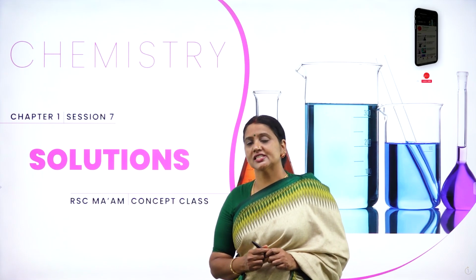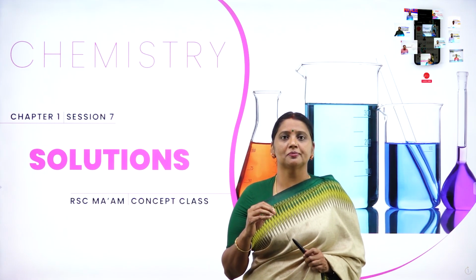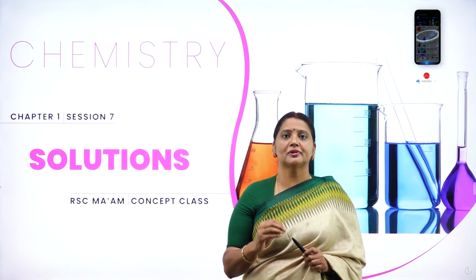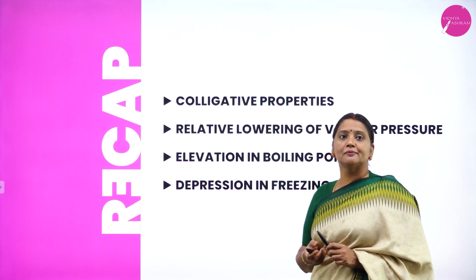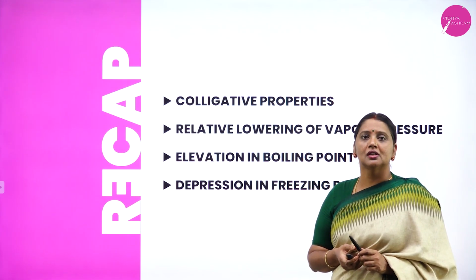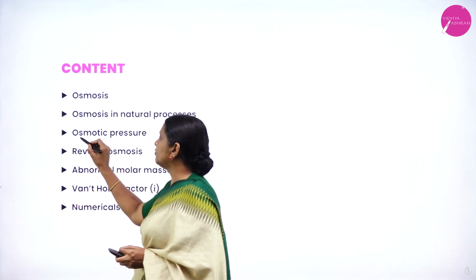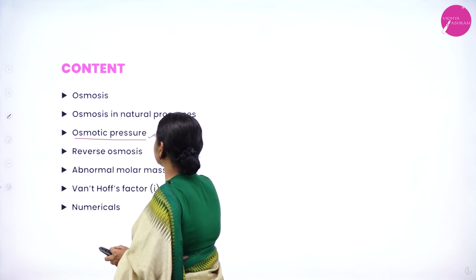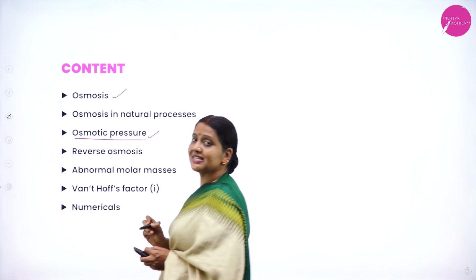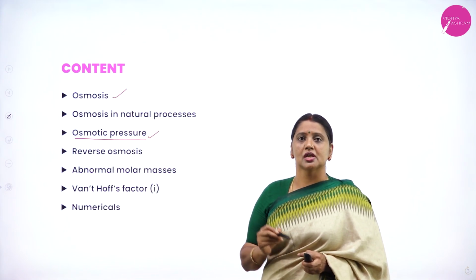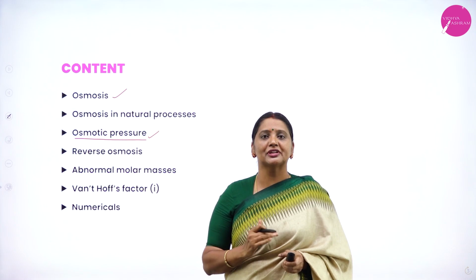In the previous session, that is the 6th session of the solution chapter, I discussed what colligative properties are and the 4 important colligative properties: relative lowering of vapor pressure, elevation in boiling point, and depression in freezing point. The last colligative property, that is the 4th colligative property, is osmotic pressure. To understand what exactly osmotic pressure is, you should know what osmosis is. So today in this session, I am going to discuss osmosis.